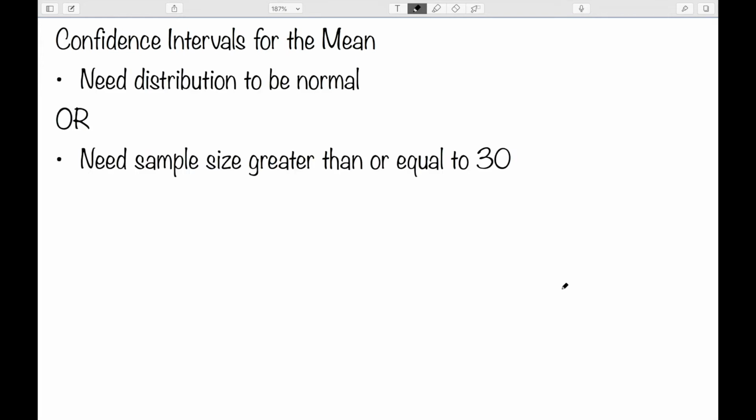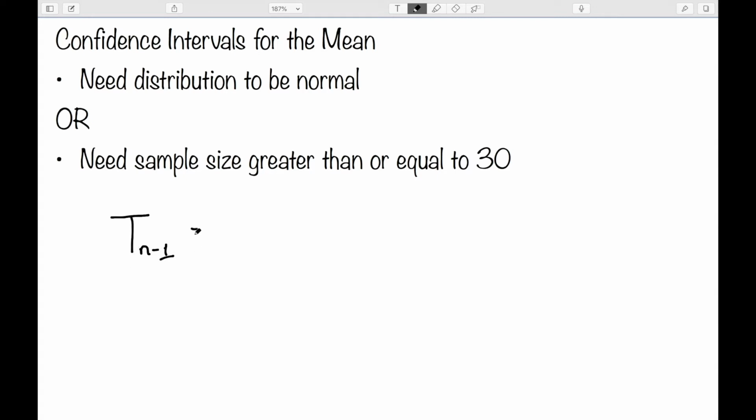In order to use this method, I'm going to need one of two things to be true. I'm either going to need my distribution to be normally distributed, or I'm going to need a sample size greater than or equal to 30. I'm going to use T_{n-1} to represent my t-distribution with n-1 degrees of freedom.